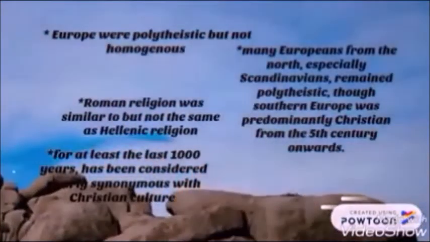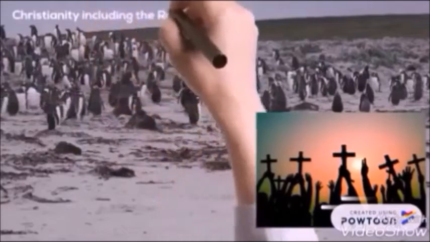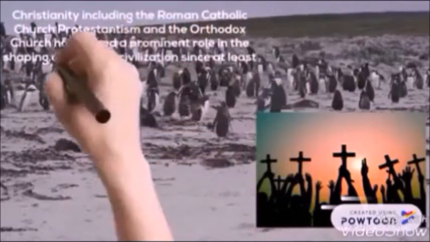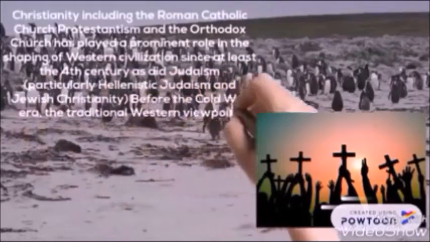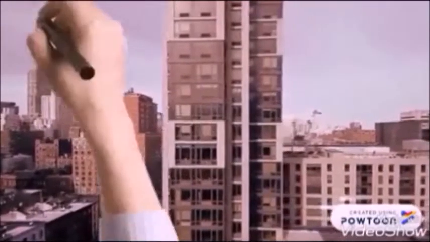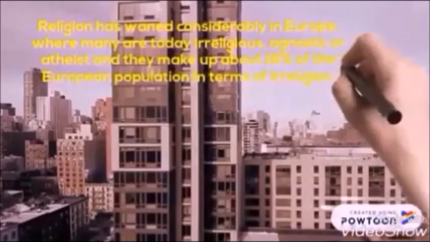The religions of Europe were polytheistic but not homogeneous. Roman religion was similar to but not the same as Hellenic religion. Many Europeans from the north, especially Scandinavians, remained polytheistic. Christianity, including the Roman Catholic Church and the Orthodox Church, has played a prominent role in the shaping of Western civilization since at least the 4th century, as did Judaism. Moreover, religion has waned considerably in Europe, where many are today irreligious.